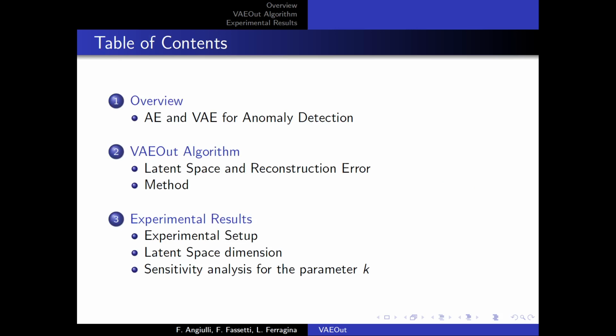Let's see the plan of the presentation. In the first section, we are going to introduce the context and the instruments at the basis of our work. In the second section, we will describe the details of our algorithm, called Variational Autoencoder Out, and the reasons behind it. Finally, we will show some of the experiments we conducted in our work.